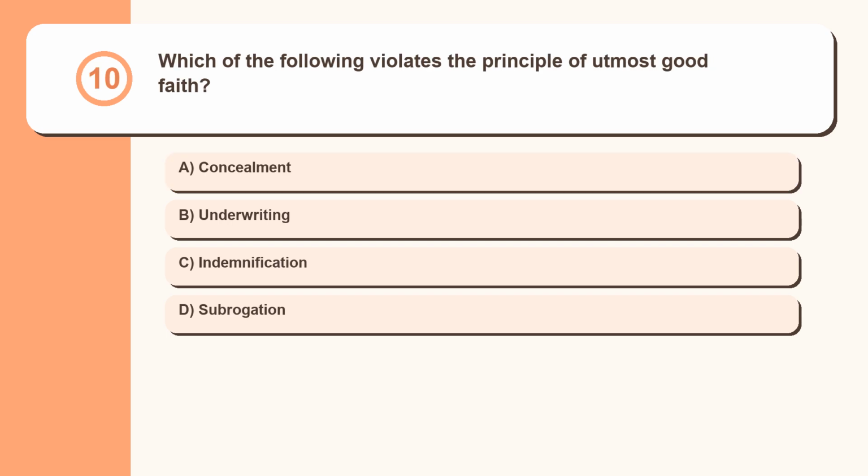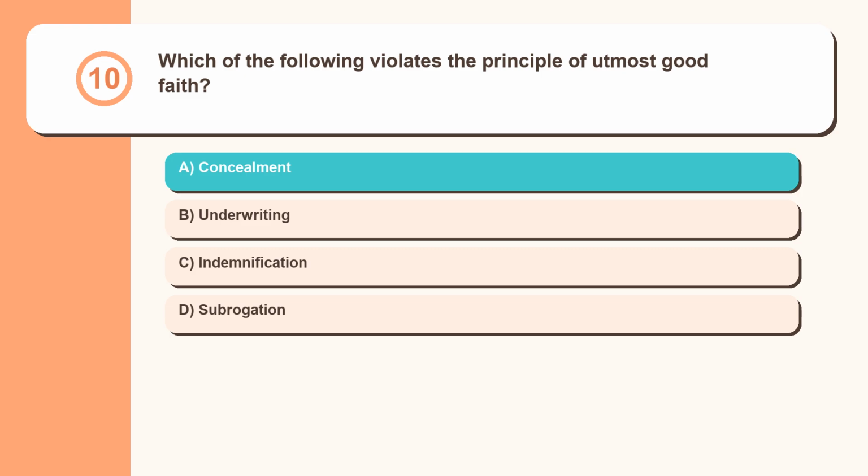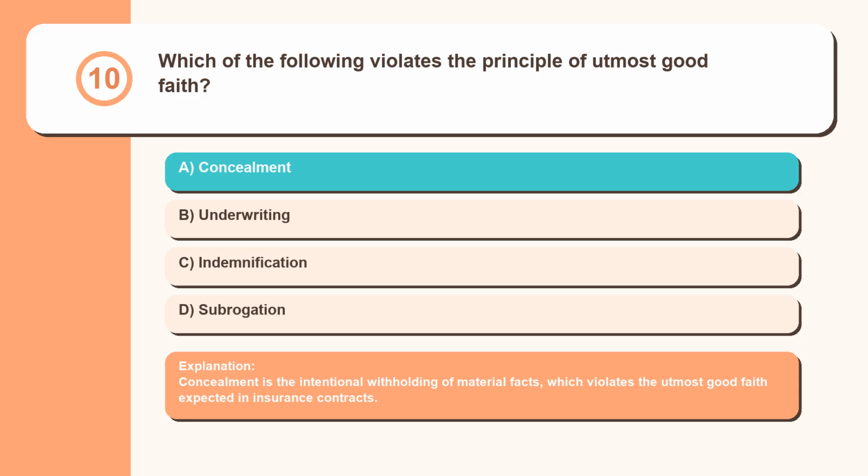Question 10. Which of the following violates the principle of utmost good faith? Concealment, underwriting, indemnification, subrogation. Concealment is the intentional withholding of material facts, which violates the utmost good faith expected in insurance contracts.